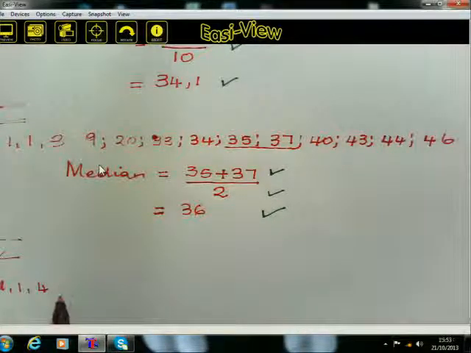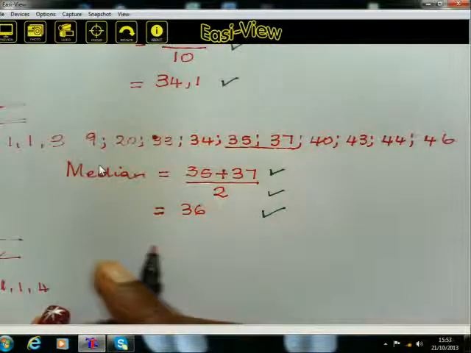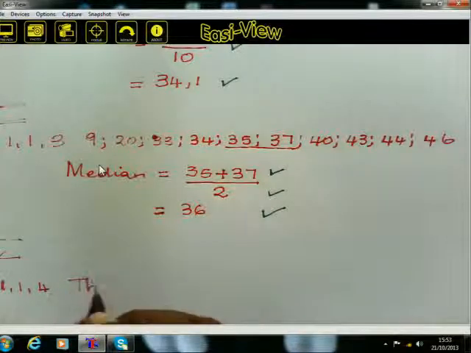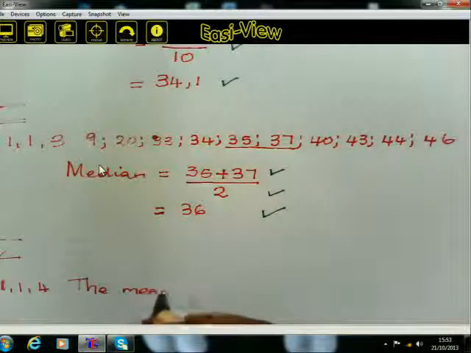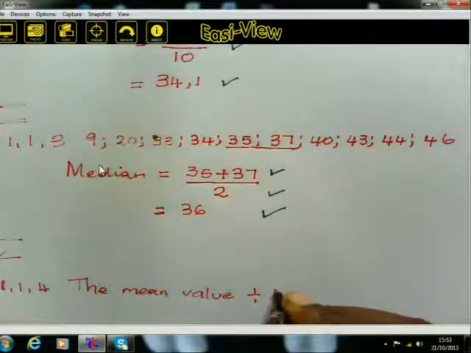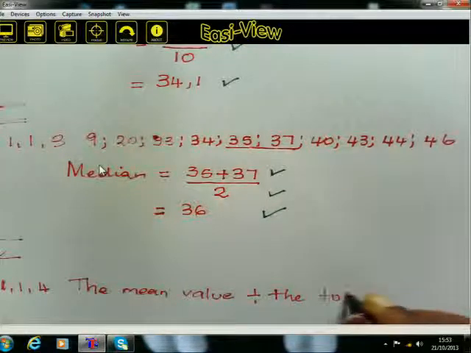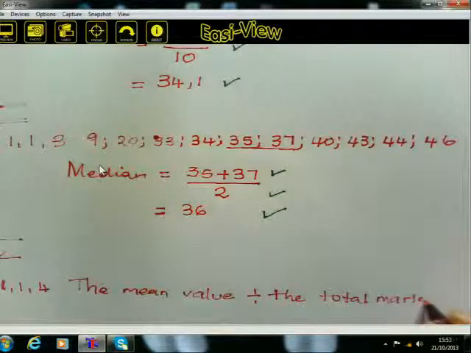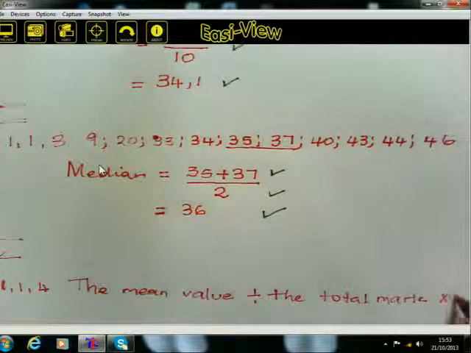You've got a numbering which is 1.1.4, so we have to find a percentage. So we are going to say the mean value divided by the total mark, multiply by 100%. Do you agree with me?